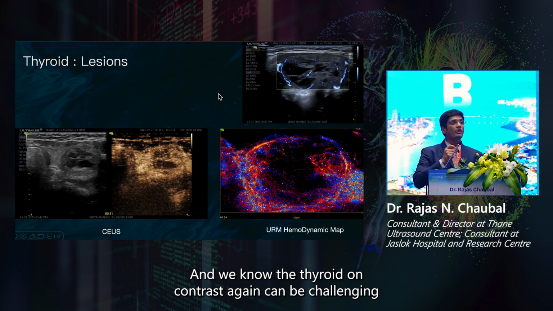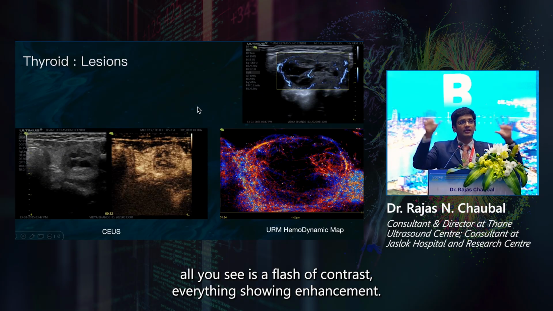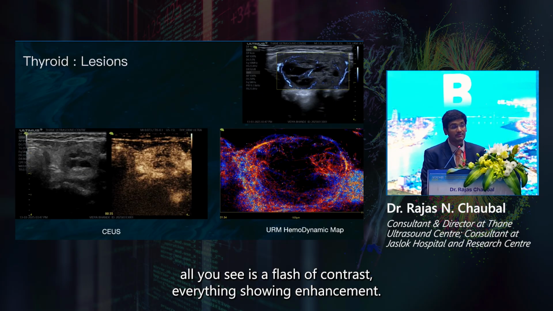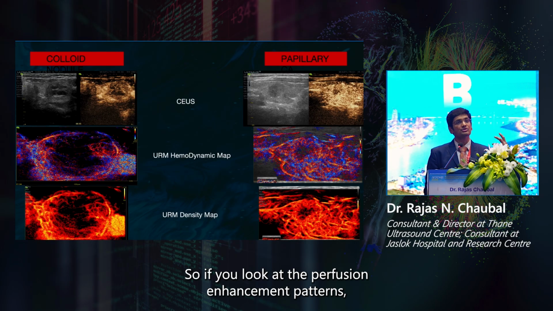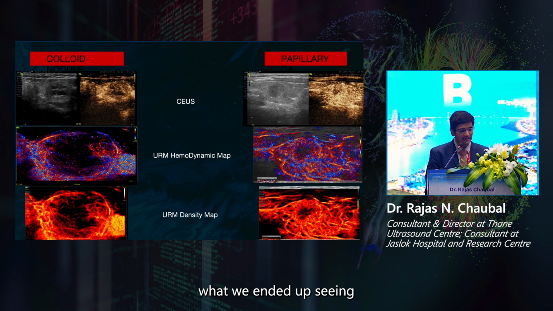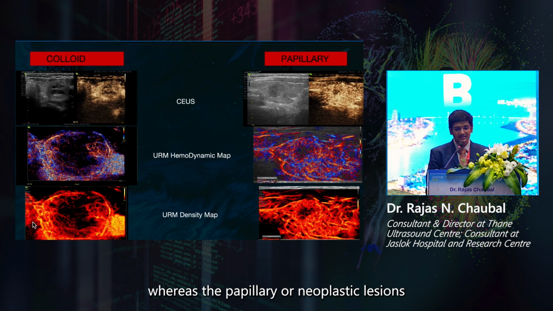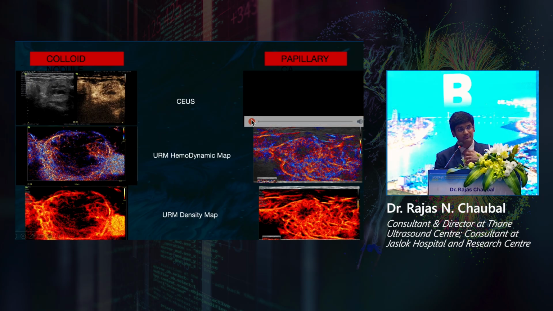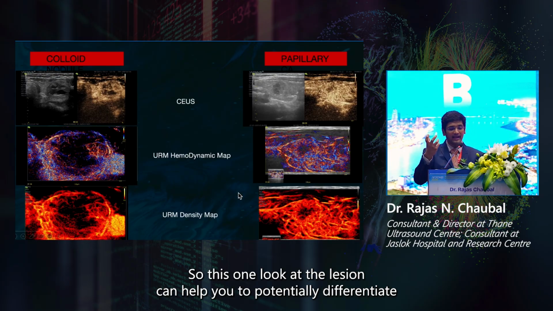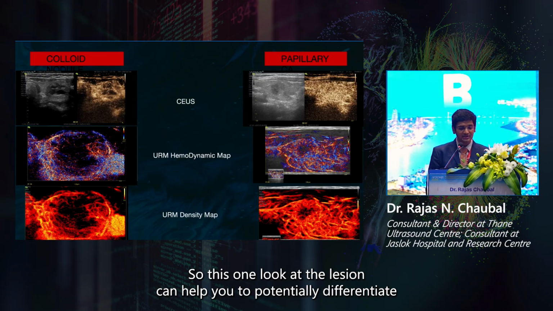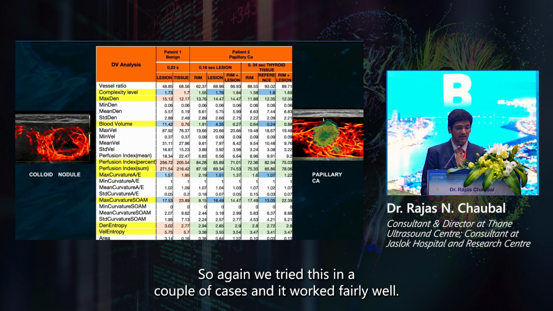And we know the thyroid on contrast again can be challenging, because the moment you inject contrast, all you see is a flush of contrast, everything showing enhancement. So characterizing these lesions is very difficult. So if you look at the perfusion enhancement patterns, what we ended up seeing is that the benign lesions typically have a more peripheral enhancement, whereas the papillary or neoplastic lesions will have a more central haphazard kind of enhancement pattern. So one look at the lesion can help you to potentially differentiate between these two types of lesions. So again, we tried this in a couple of cases and it worked fairly well.